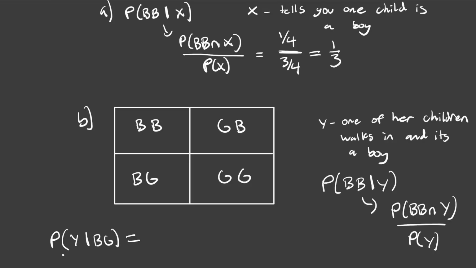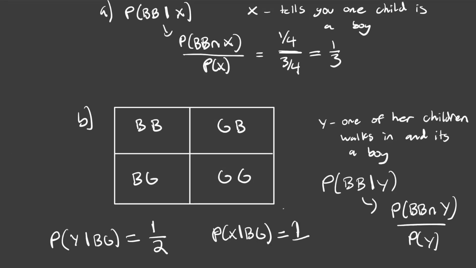So to put it more formally, we're trying to find the probability of Y given that we're in this boy-girl quadrant here. And this is no longer 100% probability because either of her children could have walked down, and half the time it would have been the girl and half the time it would have been the boy. So this is equal to 1/2, not 1, like it was in part A.